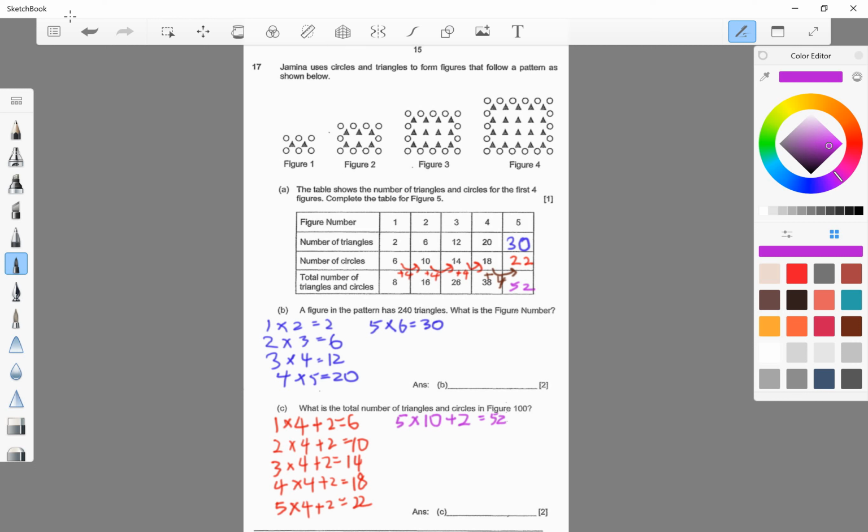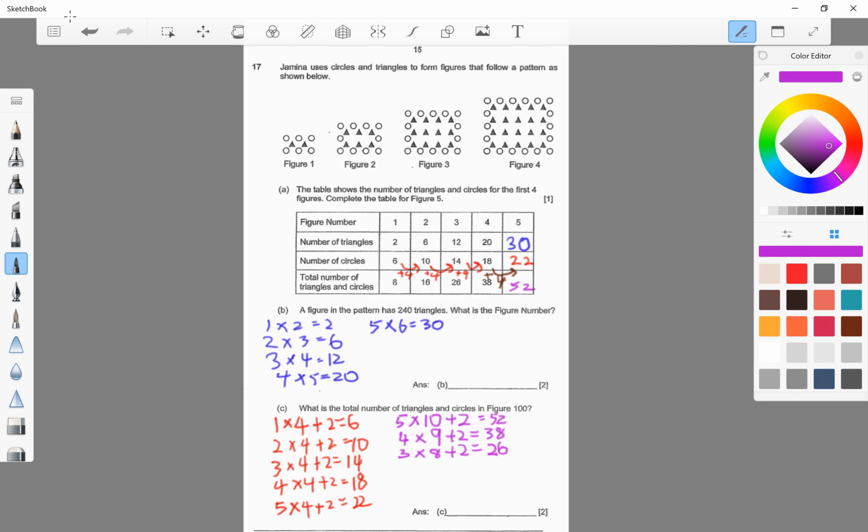What about 38 for figure 4? Figure 4, it has got to be 4 times 9, 36 plus 2, I get my 38. What about for figure 3? Figure 3 is actually 3 times 8, 24 plus 2. And that gives me 26.